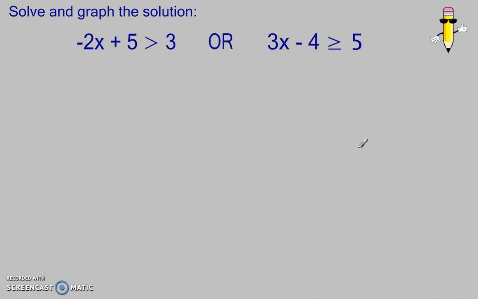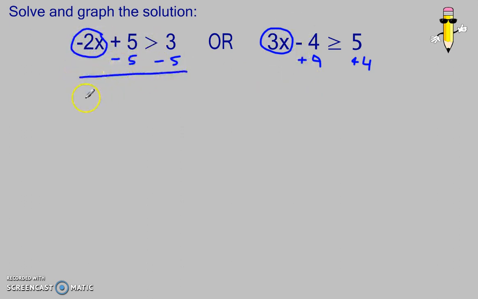Okay, solving this one. Again, we're going to circle our variable term. Subtract 5 from each side here. Circle the variable term. Add 4 to each side. Okay, and then, in this case, notice there's a negative in front of the x, so remember to flip the sign. So we have -2x is greater than -2. Now we need to flip that sign the other way when we divide by -2.